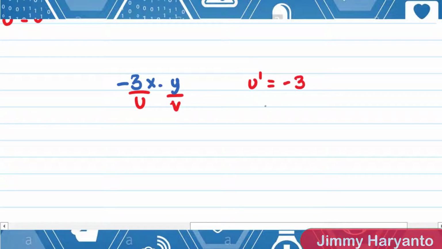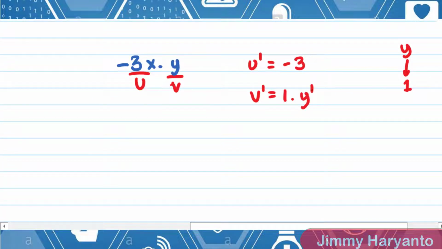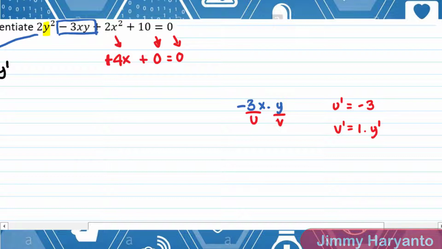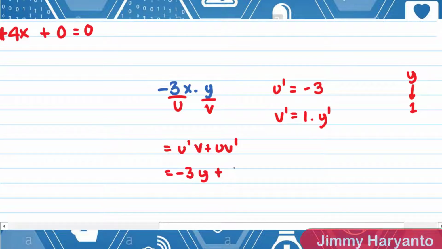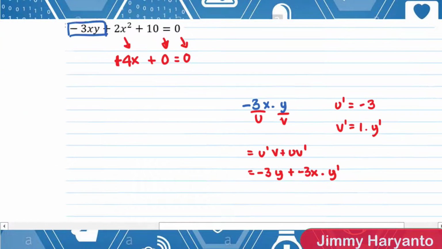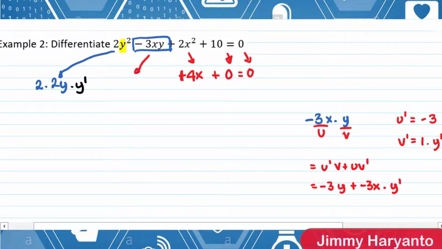It will be negative 3, and the v accent will be 1 times y differentiated into 1, right? 1 times the inner function y accent. So I will have u accent negative 3, v accent equals to y accent. The formula is u accent v plus u v accent. So the final result will be negative 3y plus u, the u is negative 3x times the v accent, y accent. Okay, this one is the result for negative 3xy. It will be negative 3y and then minus 3xy accent.